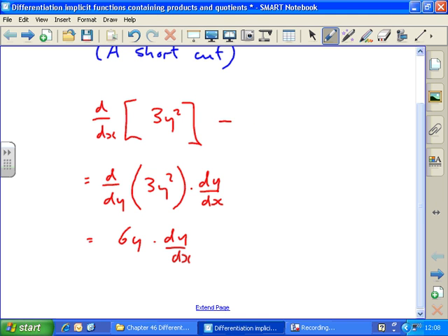And so we often don't bother to put this intermediate step in. We look at this differential. What's the differential of 3y squared with respect to x? That's going to equal the differential with respect to y, which is 6y, but then times by dy by dx. Dx, because that's the variable I want to differentiate with respect to, and dy, because that's the variable I have differentiated with respect to. 6y dy by dx.